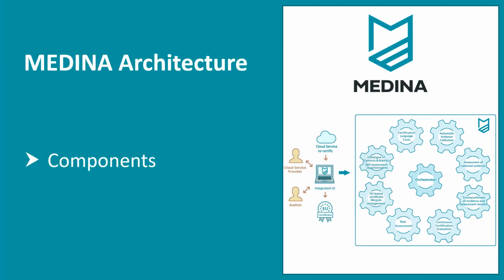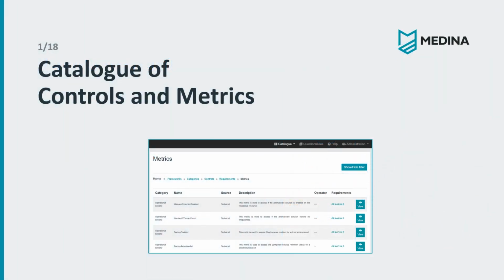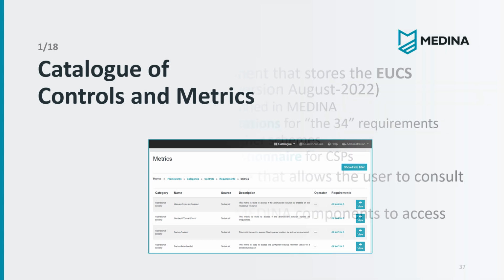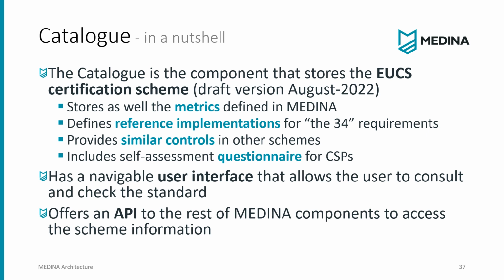Now that we have introduced the basics of MEDINA, let us talk about the components of the MEDINA framework. Catalog of controls and metrics. The catalog is the component that stores the EUCS certification scheme. It stores the metrics defined in MEDINA as well. Defines implementation guidelines for the 34 requirements. Provides a mapping of controls in other security schemes. And self-assessment questionnaires for CSPs.